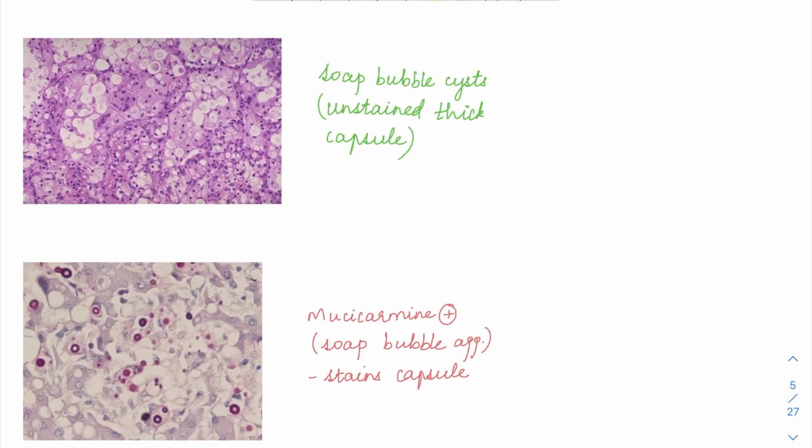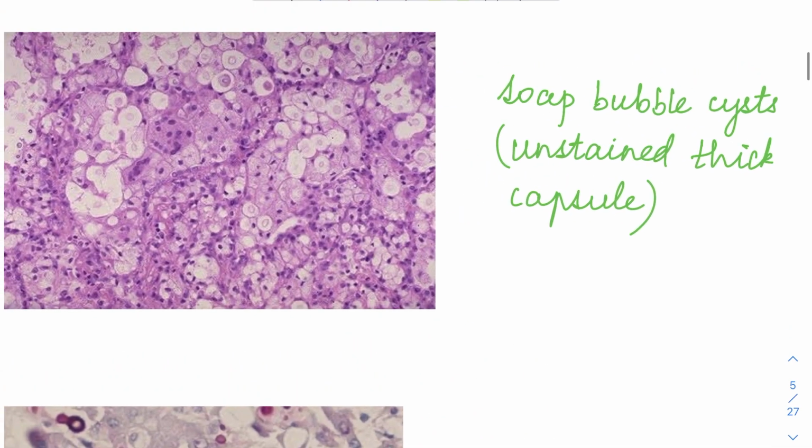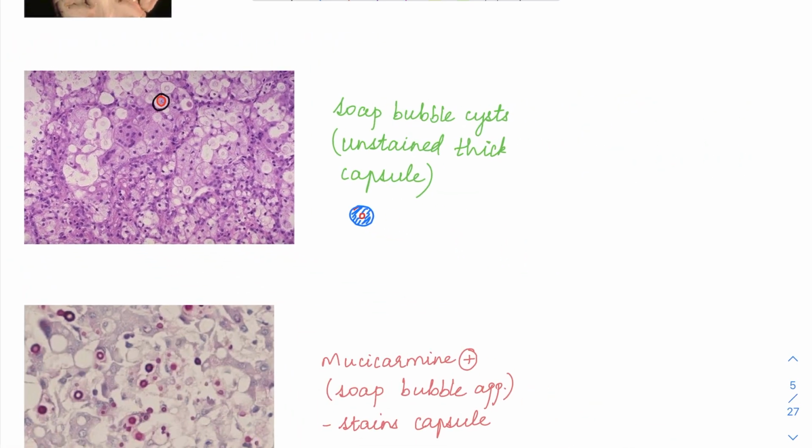On microscopy, again it appears like soap bubbles. All of these cells, if you see, this is a cell, and here you see this organism. The organism has a center part, and surrounding it there is an unstained capsular part. The capsule needs to be stained by a special stain. So there is an unstained capsular part and the dark stained center part. That looks like a soap bubble, and that is why it is called soap bubble cysts.